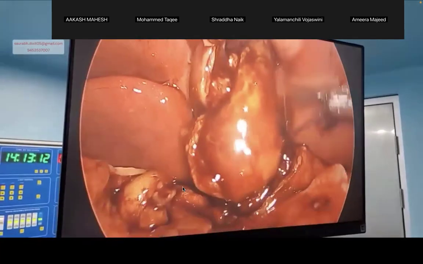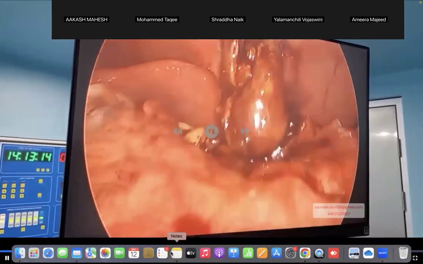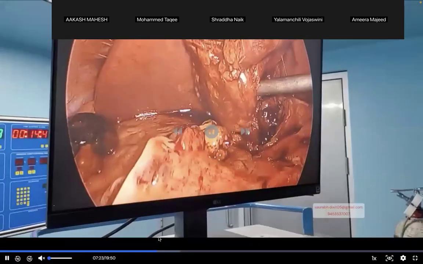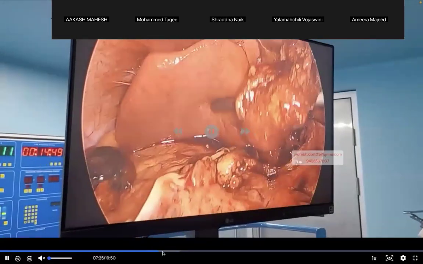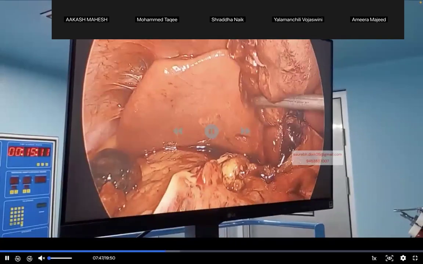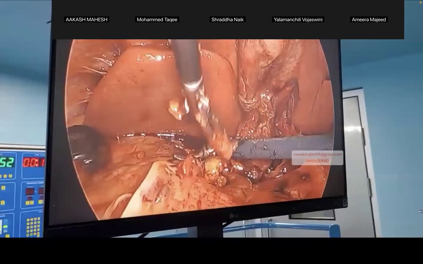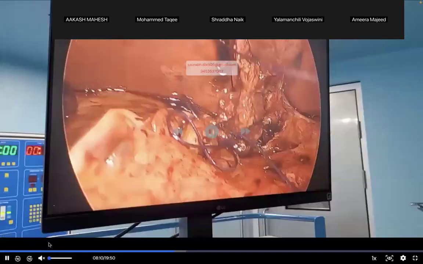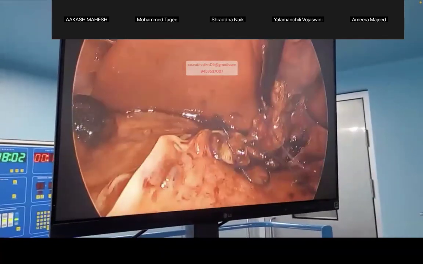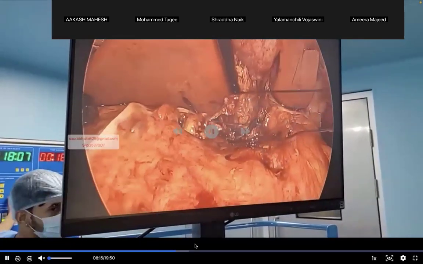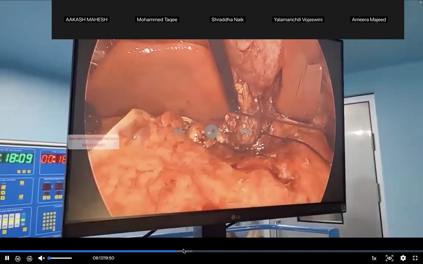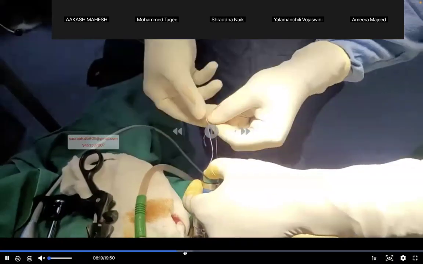I have just divided it. Now just see, with the help of a harmonic scalpel, I will divide. I'll also put one more knot, I think, in this case. So once we have got this, I will remove, there is one more knot. I'm just quickly moving up. So I put one more knot here. So we have placed two knots to be double assured of this.